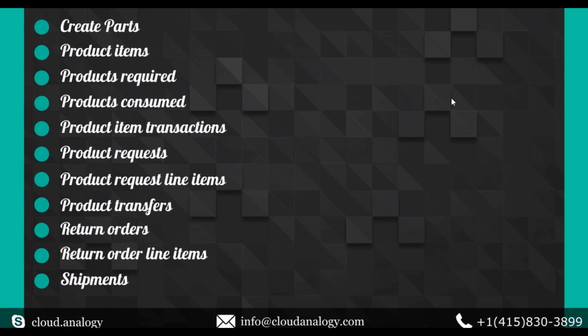Return orders. Many times it can happen that some orders have been returned for some specific reason. So, return orders track the return or repair of particular products. Similarly, we have return order line items, which are again subdivisions of a return order. Last but not the least, shipments. Shipments represent the shipment of product items between locations.